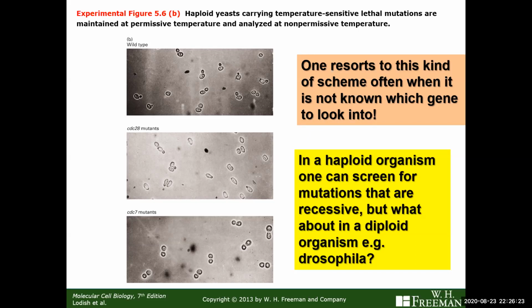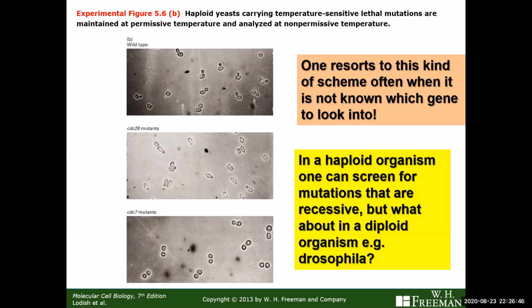But with yeast, you have this advantage. You can make them dance to your tune, you can make them haploid, you can make them diploid. What will you do if the organism is diploid by definition? Like say, fruit fly, or mice, or humans, okay?